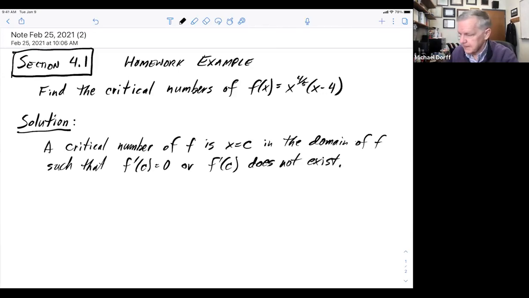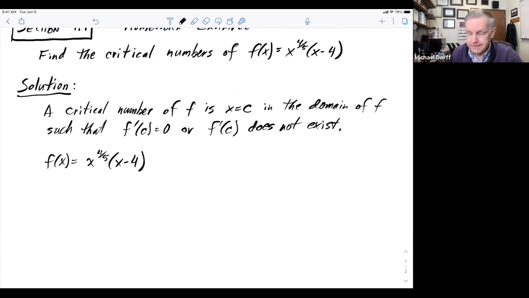Okay, so let's look at our function here. We're given f of x equals x to the 4/5 times parentheses x minus 4. So I need to find the derivative here. All right, so what is the derivative? How can I do the derivative? Well, there's two ways to do this. So first we're going to find the derivative.